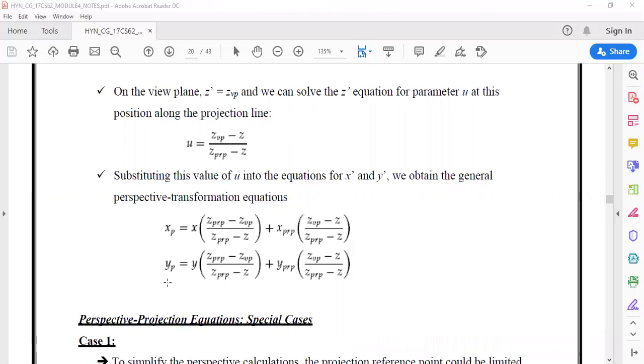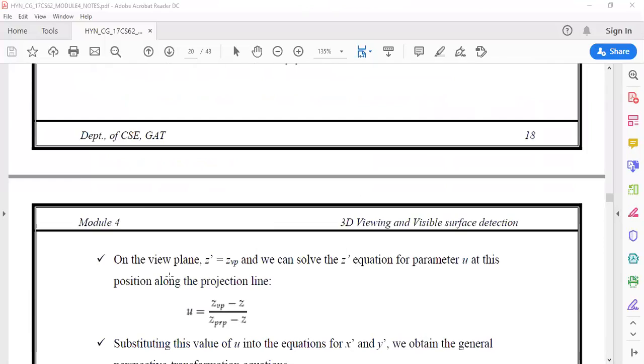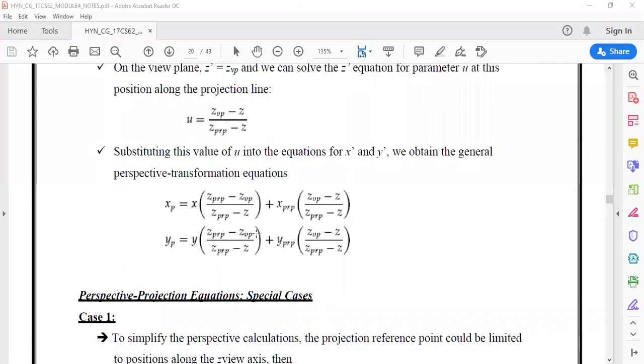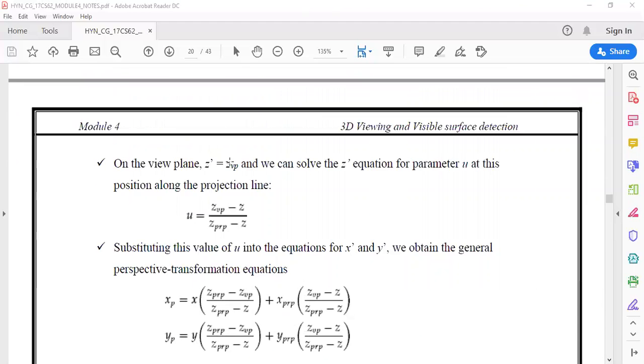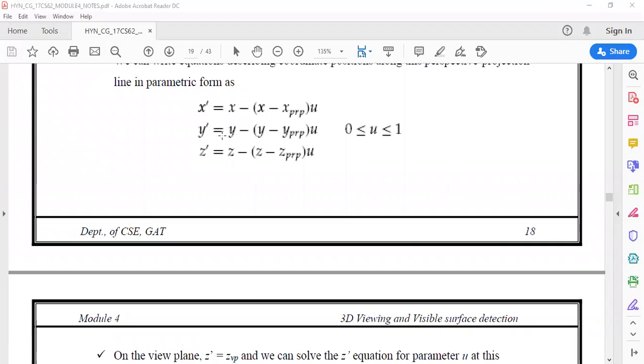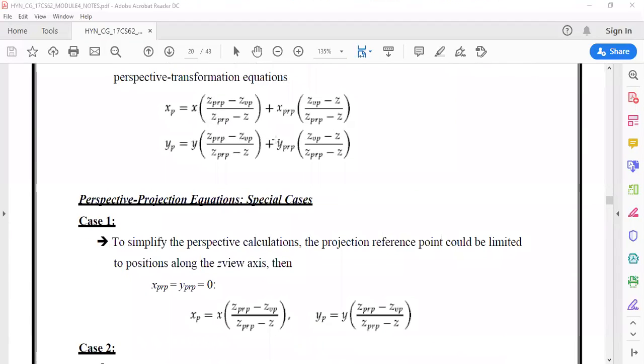For yp, you get y into zprp minus zvp divided by zprp minus z, plus yprp into zvp minus z divided by zprp minus z. You just have to substitute the value of u into the equations for x dash and y dash, and we obtain the general perspective transformation equations. Consider these equations as the basis, this is very important. These equations are the basis for all your perspective projection cases.